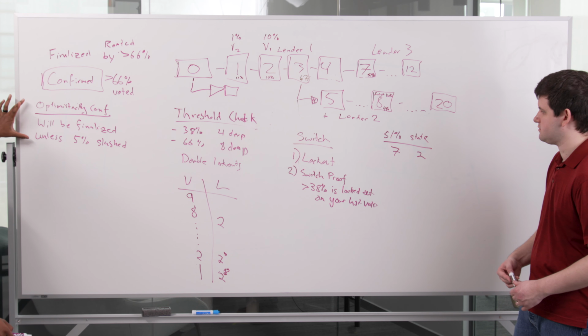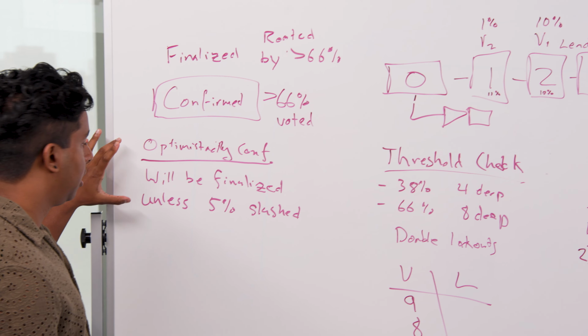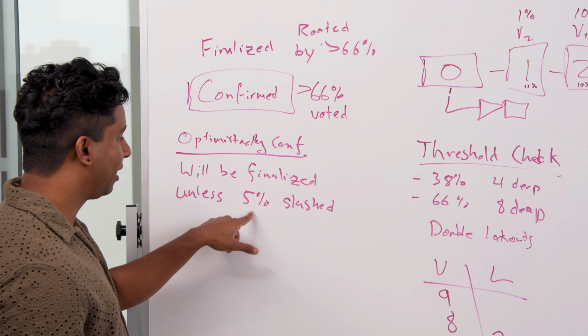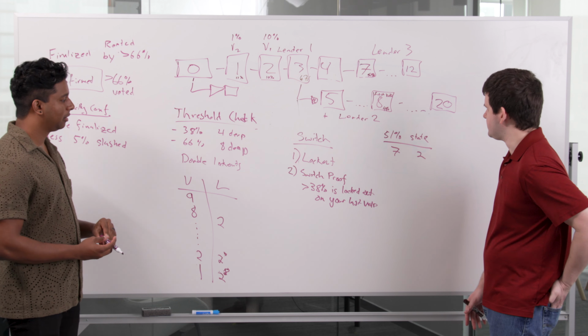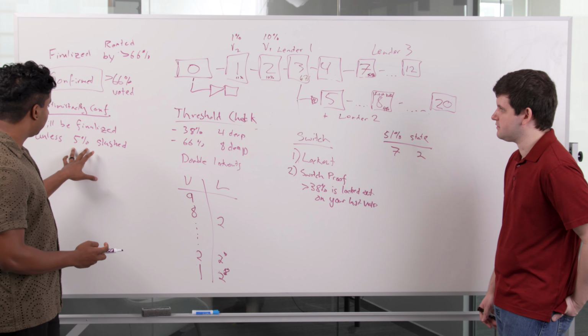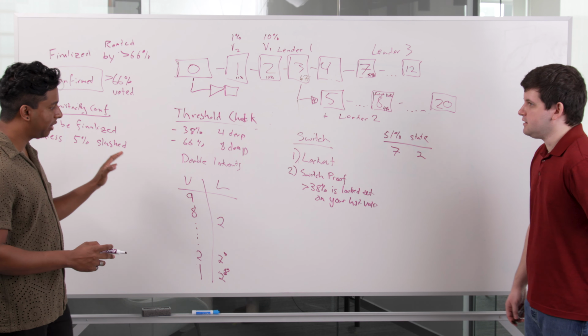Right. Because the idea here is that 5% of stake can be slashed. Right. So it will be finalized eventually. Okay. Got it. So the idea is that 5% is going to do whatever.